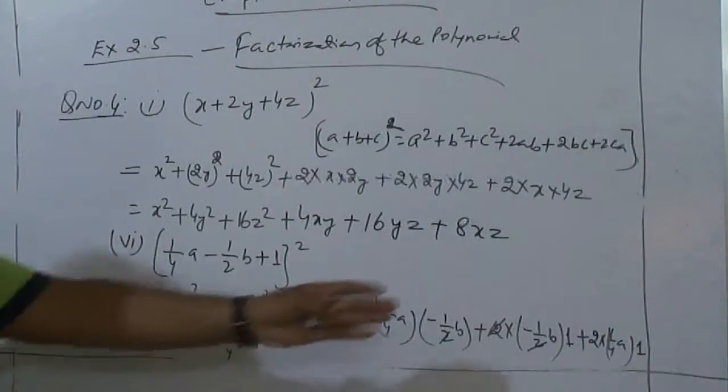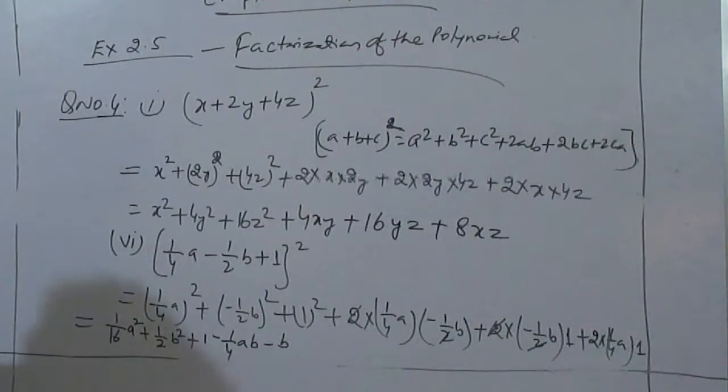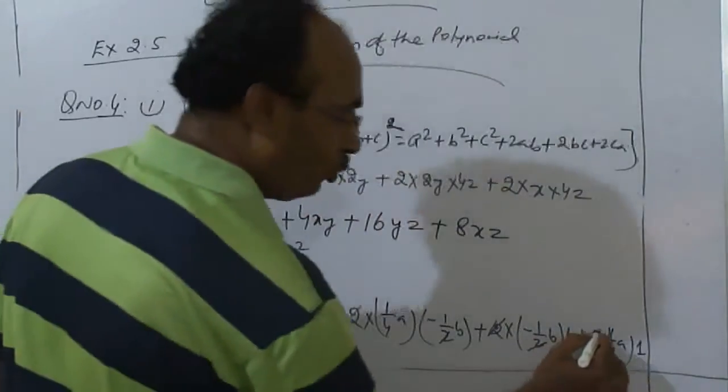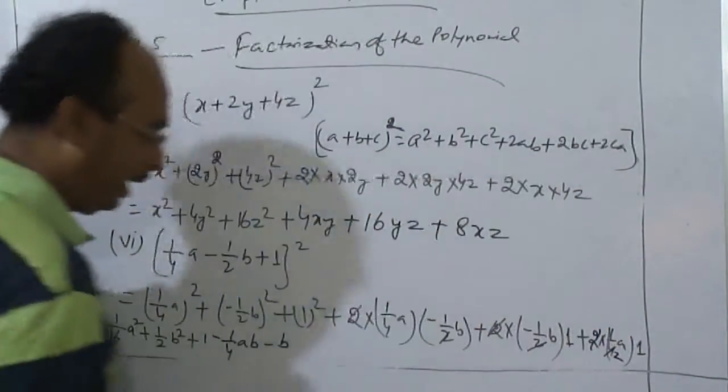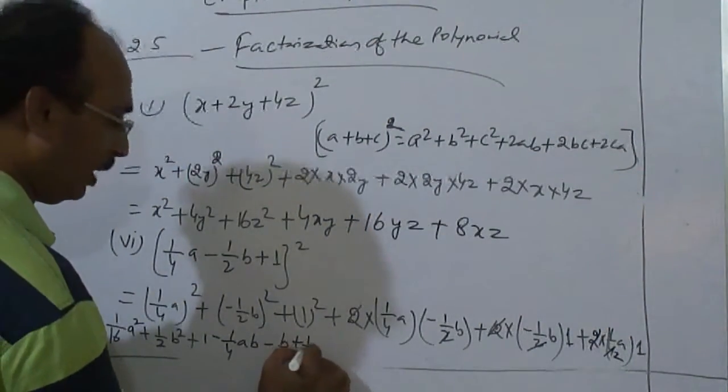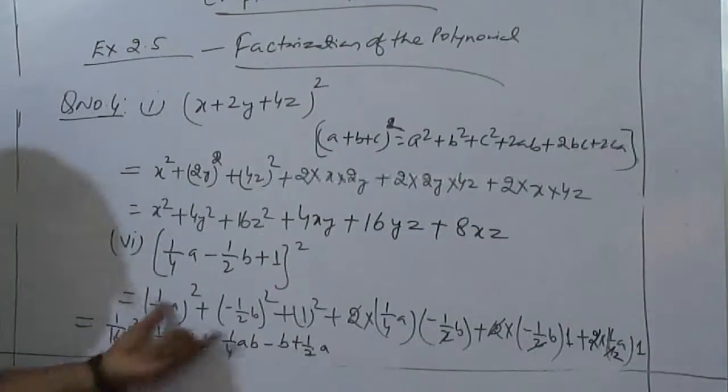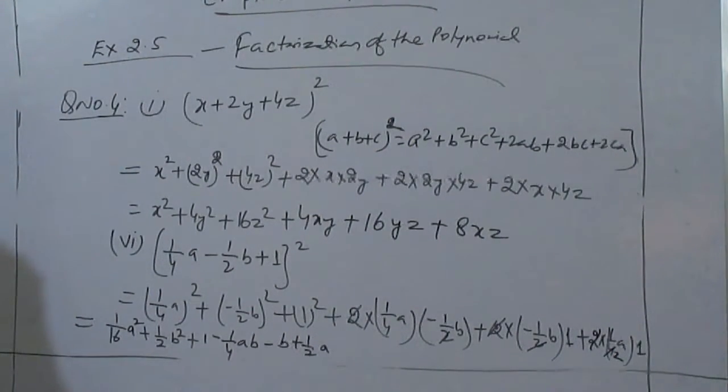Yes, Bharat, next, last one, tell me. So, 1 by 2. 1 by? 2, yes. 2a. Very good. So, this 2 has cancelled this and you have got plus 1 by 2a. So, this is the answer you will be getting. Yes or no?